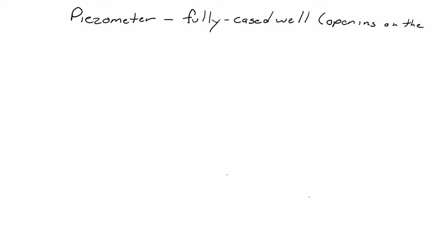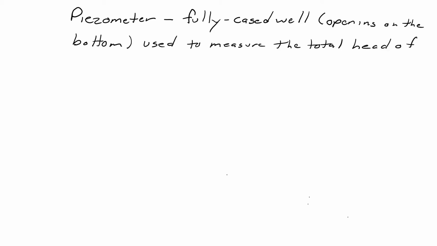What that means is it only has one opening. And the opening is on the bottom of the well. And the function of this well is simply to monitor groundwater. So it's used to measure the total head of a well.